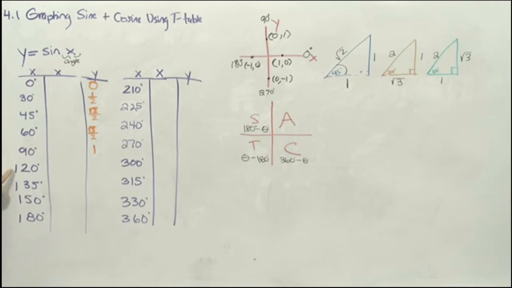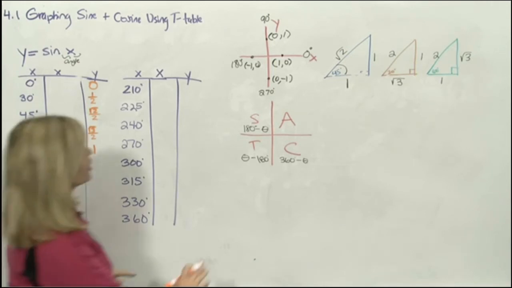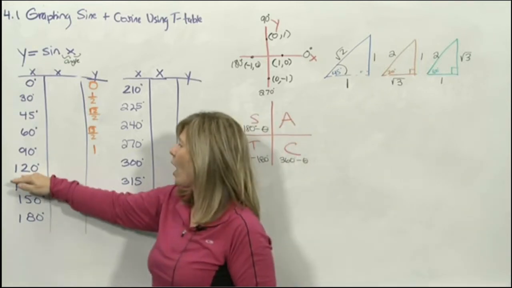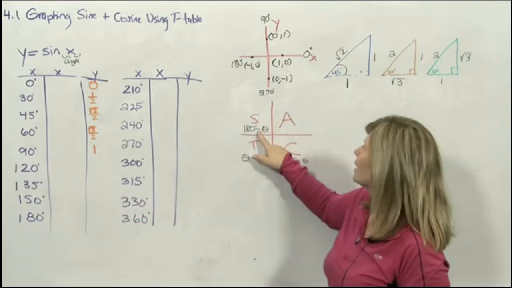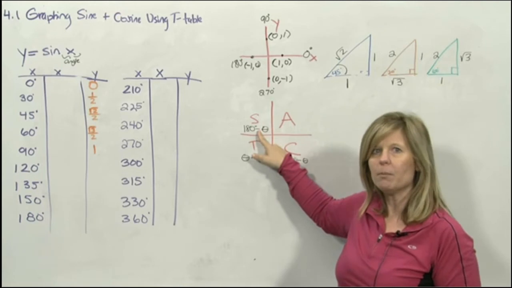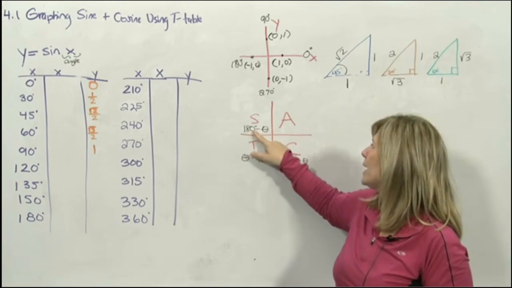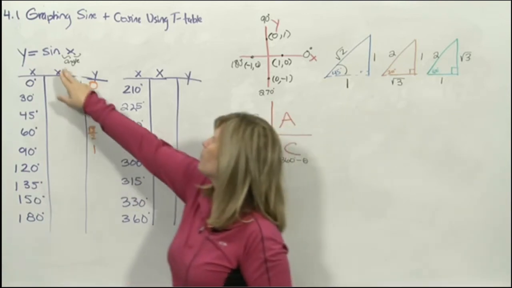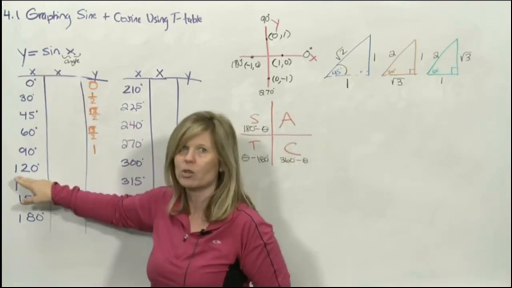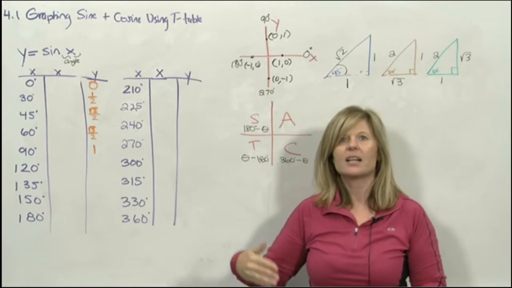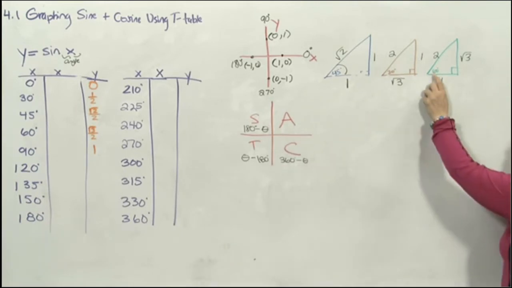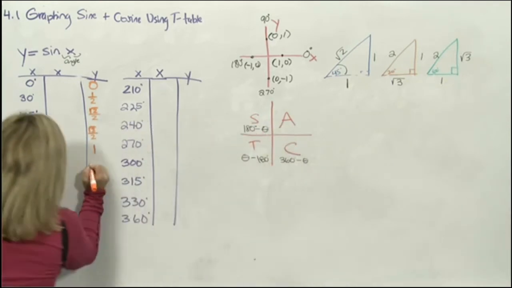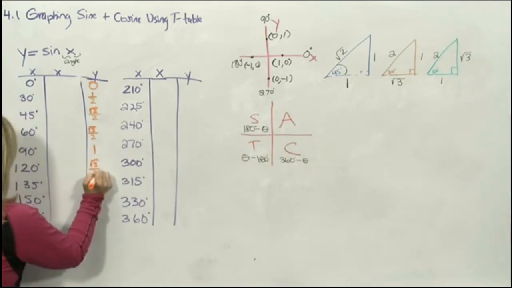Now, we've got to look up 120 degrees. Well, you're going to say, it's not here, Miss Black. You're right. But remember, what quadrant is 120 in? It's in quadrant 2. So we're going to make its reference angle. 180 minus 120 would be 60. So to look up the sine of 120 degrees is really looking up the sine of 60. So I go to 60. Sine is y over r, square root of 3 over 2.